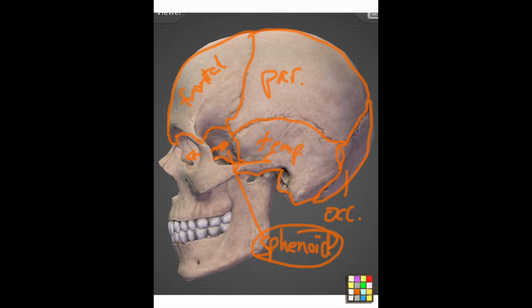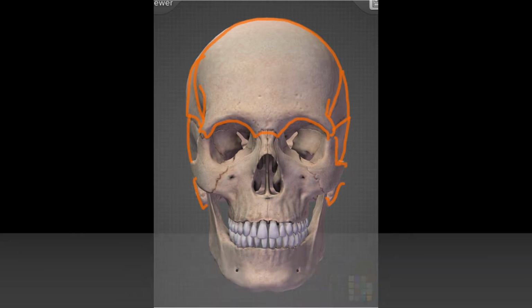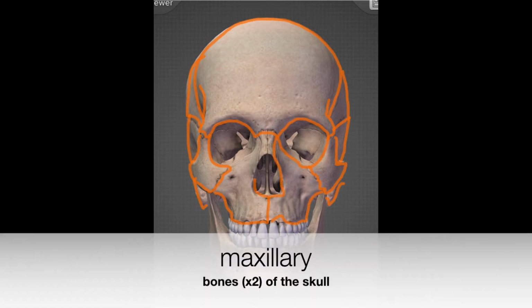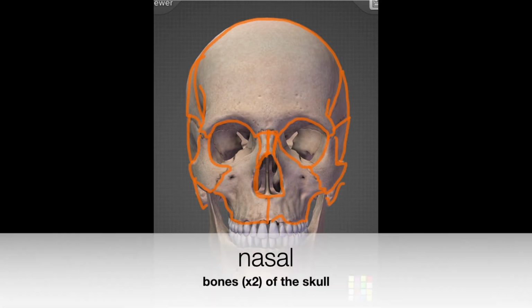To look at the bones of the viscerocranium, we'll switch to a frontal view, and we can still see obviously the frontal bone here, the parietal and temporal bone that we can see here. This is the zygomatic bone, sort of the cheekbone, and this complex bone at the front is the maxilla, which consists of two bones fused together, two maxillary bones fused together. And we can also see the small nasal bones here.